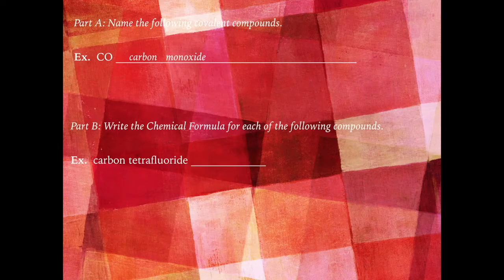Now to write the formula, I simply have to use the prefixes. So this is carbon tetrafluoride. So carbon, I have 1 carbon, and then I have 4 fluorides, so it'd be just CF4. So no crossing your charges here.